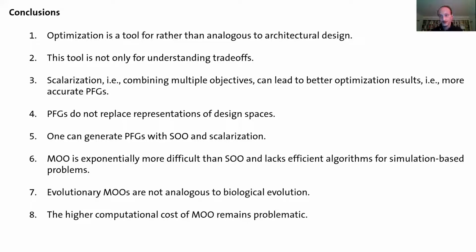Multi-objective optimization is exponentially more difficult than single objective optimization, and on the other hand, lacks efficient algorithms, in the sense of algorithms that reliably yield an accurate Pareto front in, let's say, hundreds of steps. I don't think we really have that, but this is something we would need once we do more costly simulations like energy simulations, daylight simulations, CFD simulations. And I think that's quite clear. Evolutionary multi-objective algorithms are not analogous to biological evolution. And finally, the high computational cost of multi-objective optimization remains a problem.